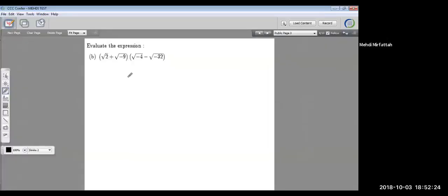Here we want to evaluate. So it looks like we have binomial. We multiply term by term. I could reduce this first. So this would be radical 2 plus radical minus 9 is radical minus 1 times radical 9, which is 3i. Remember, radical minus 9 is the same as radical minus 1 times radical 9. Radical 9 is 3, and this is i. So I can replace this with 3i here.